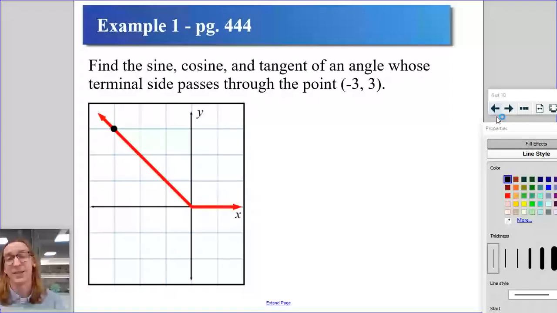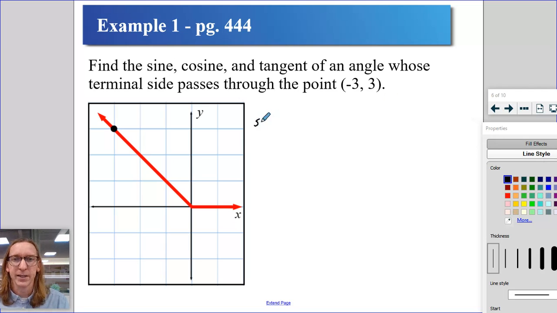Well, the next page is an example for you to try on your own. So kindly pause this video, and then when you unpause it, I will work through this, and we'll see if our solutions match up. So find the sine, cosine, or tangent of an angle whose terminal side passes through -3, 3. I've gone ahead and drawn you a little picture there. All right, off you go. Pause it now. And you unpaused it. Good job.